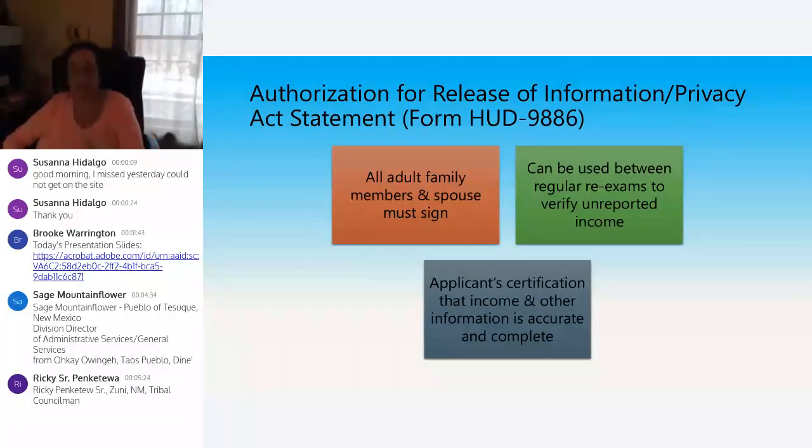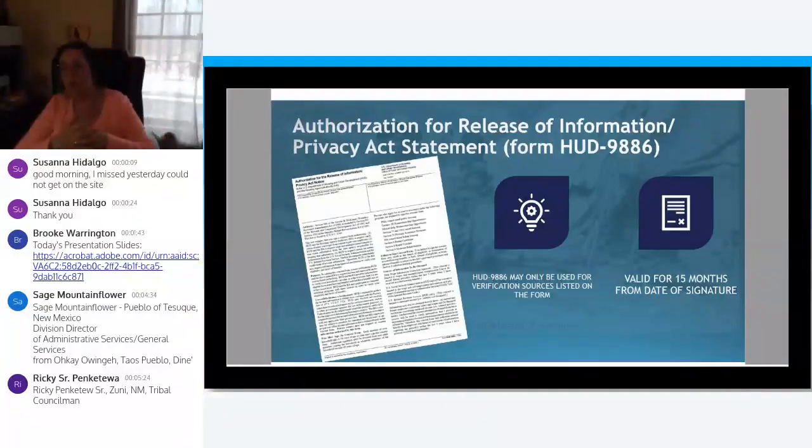It can be used between regular re-exams to verify unreported income and the applicant's certification that income and other information is accurate and complete. So this is what the form looks like. You also need to have somewhere on there that you're going to have them sign multiple forms for you. It was this many years old before I learned this: that form is only good for 15 months. So every time they come in your office, you better be having them sign that release of information so it extends you out longer.